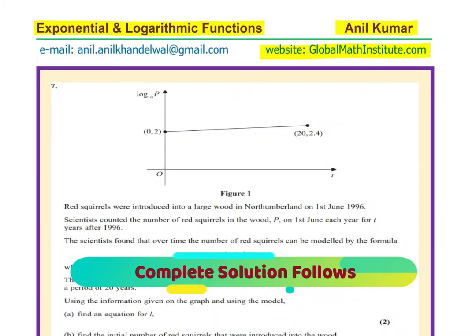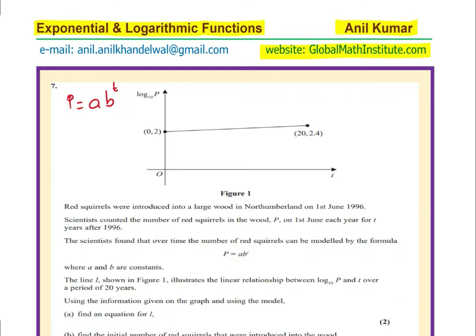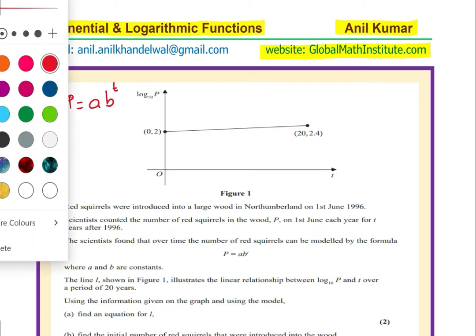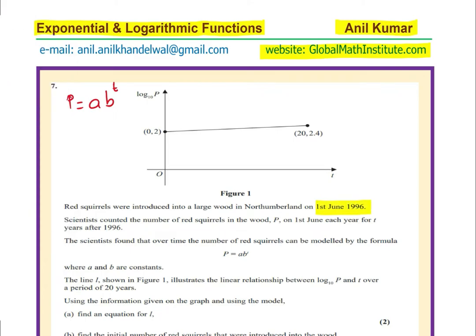Now, after the discussion with Amy, here is how we actually solved this particular question. We were given that the red squirrel population can be modeled by the function p equals a times b to the power of t, where t is time in years since 1st of June 1996.